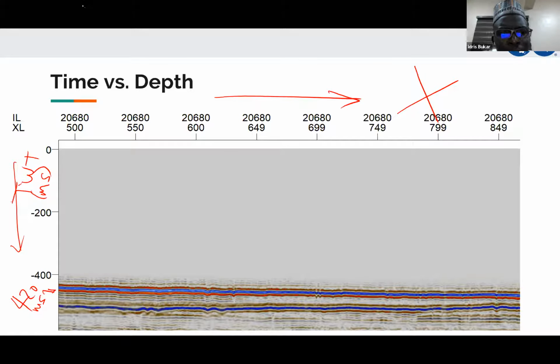So if you're going from 0 to 420, I said what relates time and depth is velocity. Velocity is distance over time, so if we're looking for distance, multiply time and velocity.